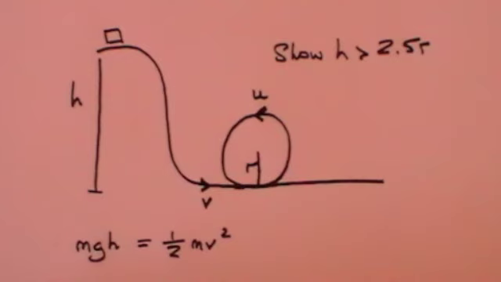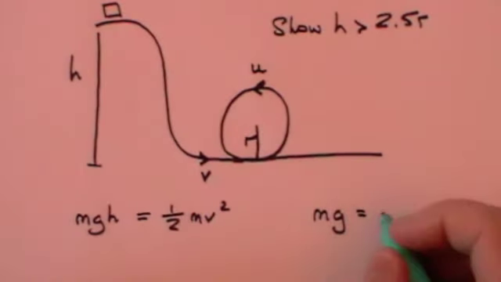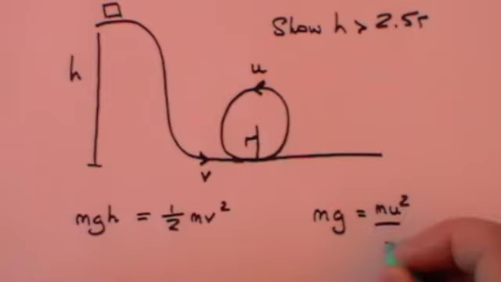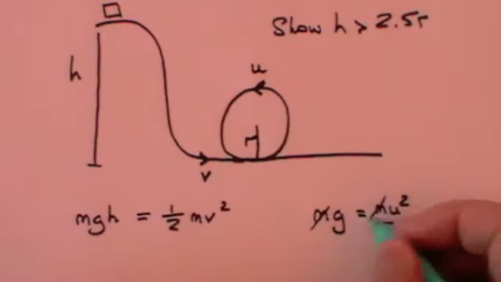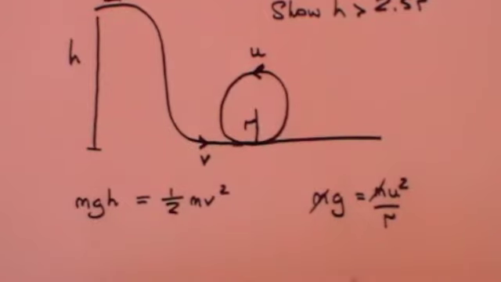What is the condition for going round in that circle such that you don't fall off? Basically, the gravitational force must equal the centripetal force, which means that mg, the mass of the car, times g, must equal the centripetal force, which is mu squared divided by r. The m's cancel, and that gets you the formula that g is u squared over r.